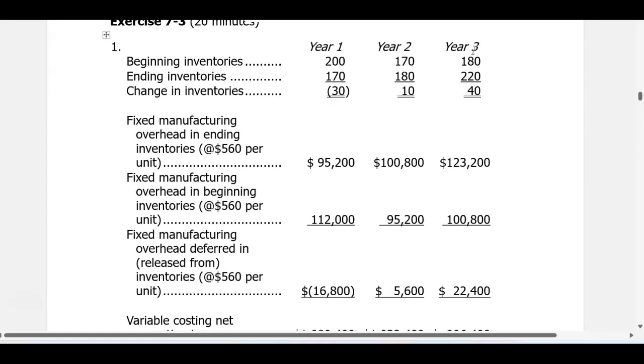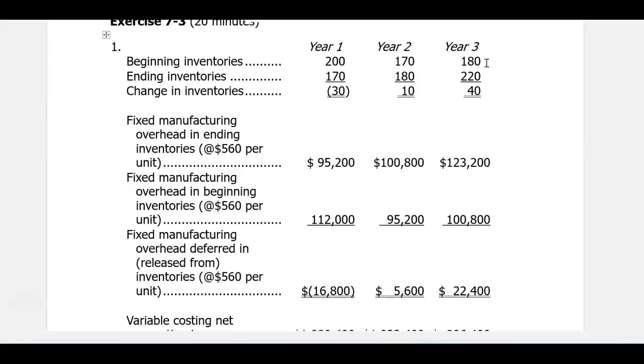Same thing is true in year 3. Year 3, we have 180 units. We end up having 220. So again, it looks like in year 3, we produce less.